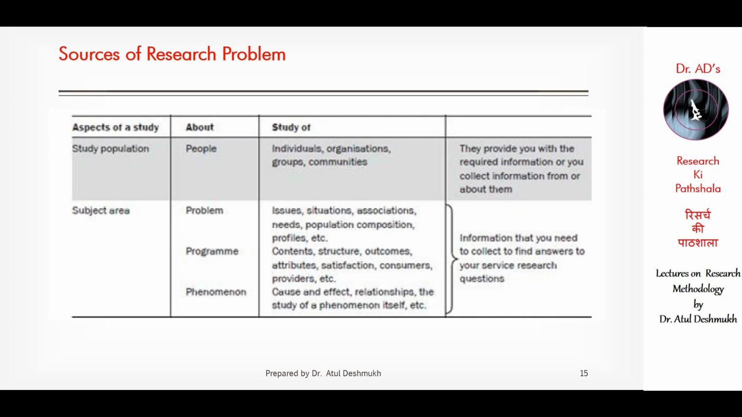So in my first example, what is the source of the research problem? Study population. People are the source for transmission of infection. People are the source because they are not using mask. People are the source because they are not using social distancing. People are the source because they are not using sanitizers. So here the people are the source, the community is the source, the population is the source. So I went to the population and collected the data.